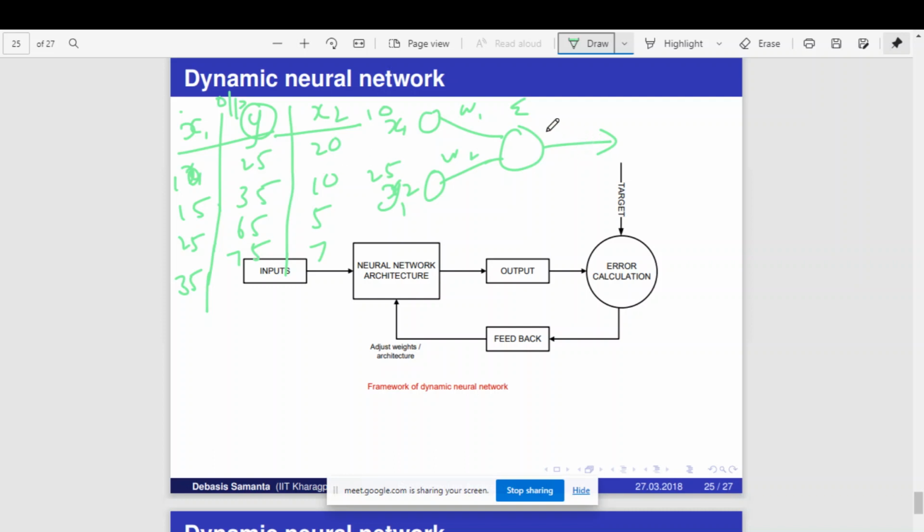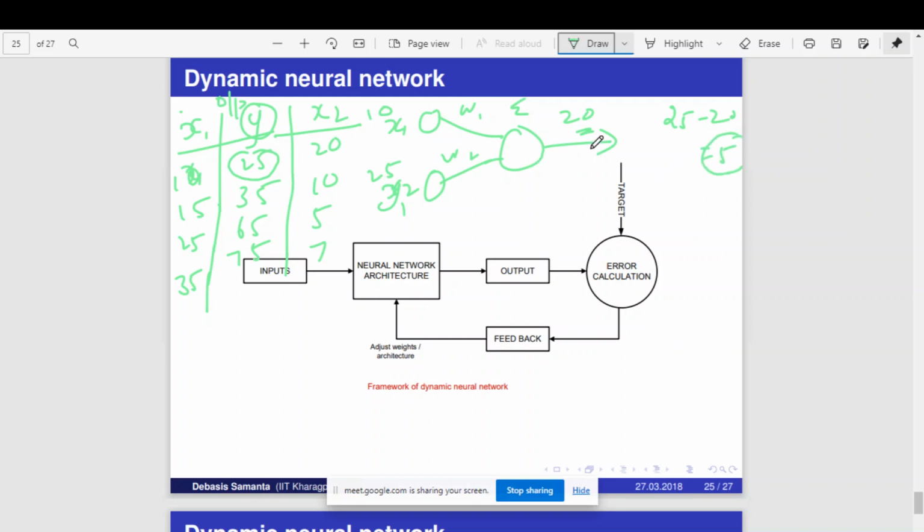But say that it is producing an output of 20, but the actual output is 25. So now what this neural network will do is calculate the error. The error is calculated by subtracting the predicted output from the actual output. The predicted output is 20, the actual output is 25. 25 minus 20 is 5, so the error is 5.